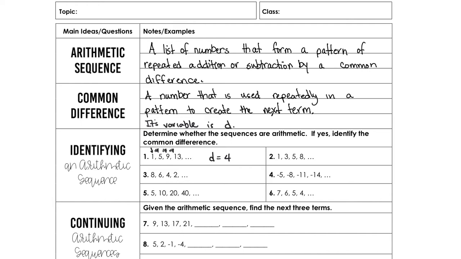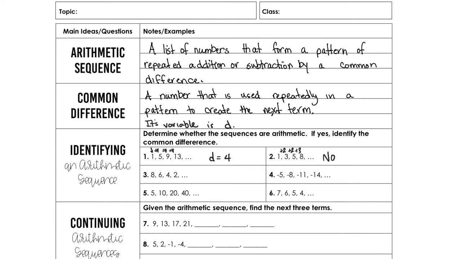Okay, so number 2 is yes or no. It goes from 1 to 3, which is plus 2. From 3 to 5 is plus 2. And from 5 to 8 is plus 3. So the answer to this one is, well, we don't have a common difference. A common difference always has to be the same number. So the fact that it goes from plus 2 and switches over to plus 3 would make this not arithmetic, right? So the answer to the question was no.